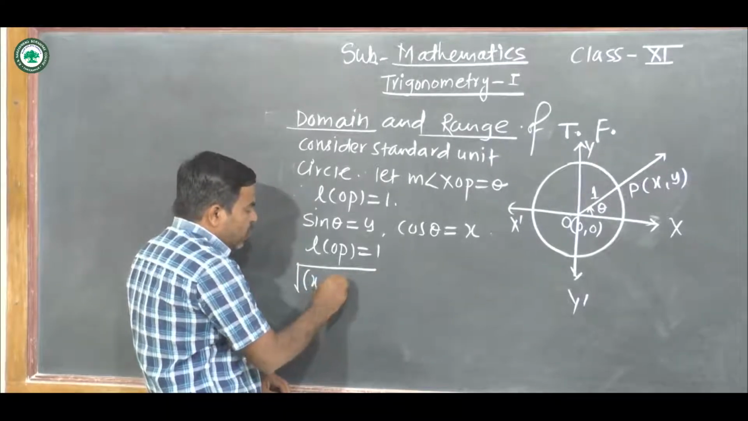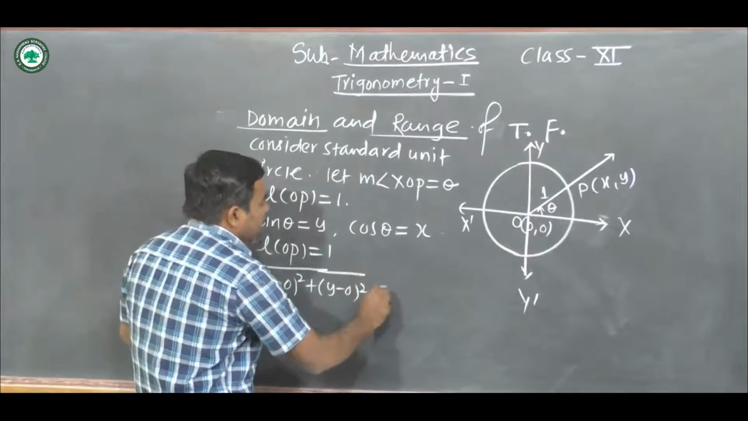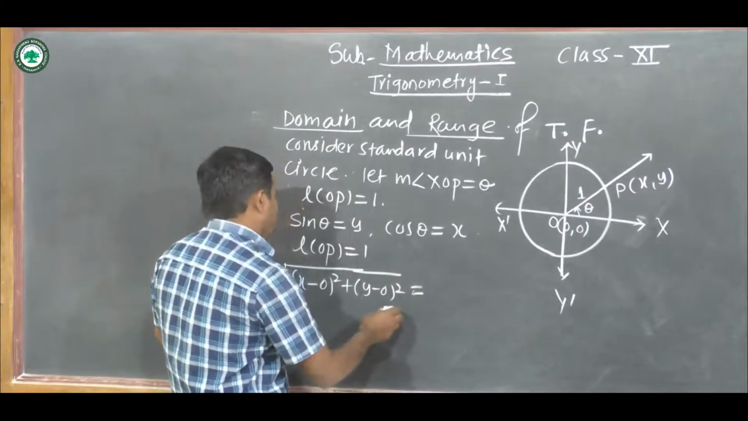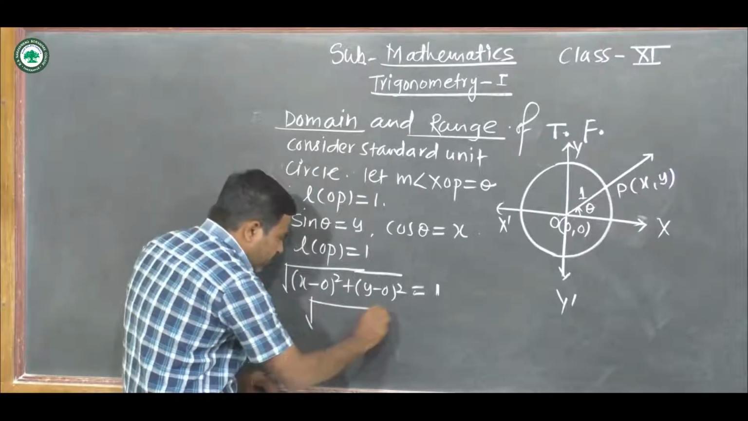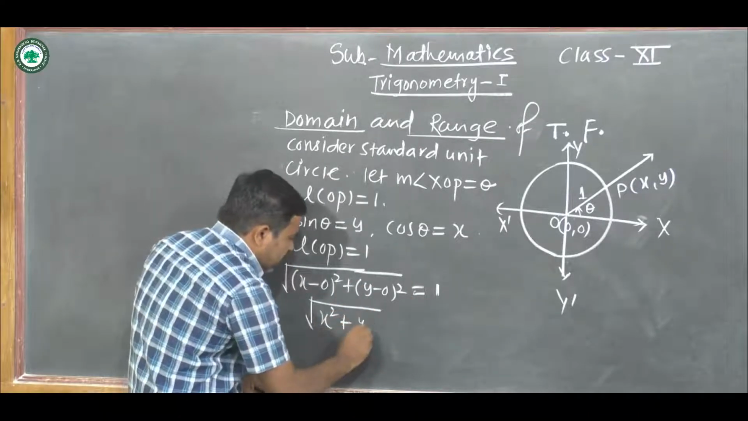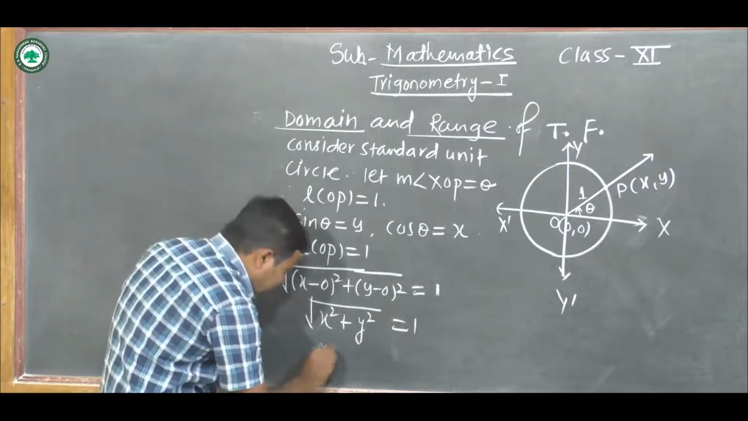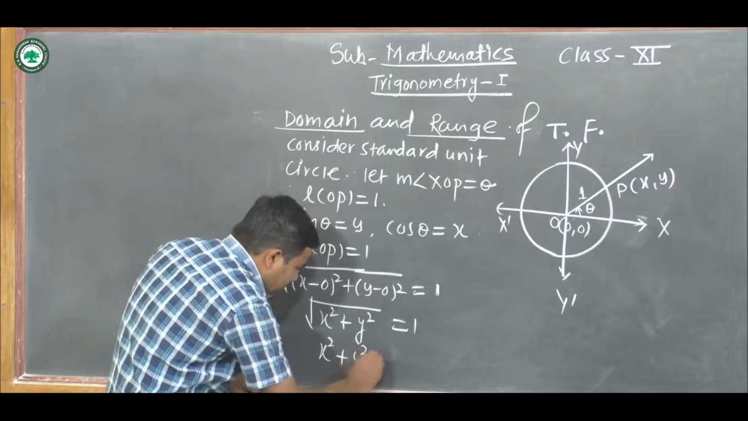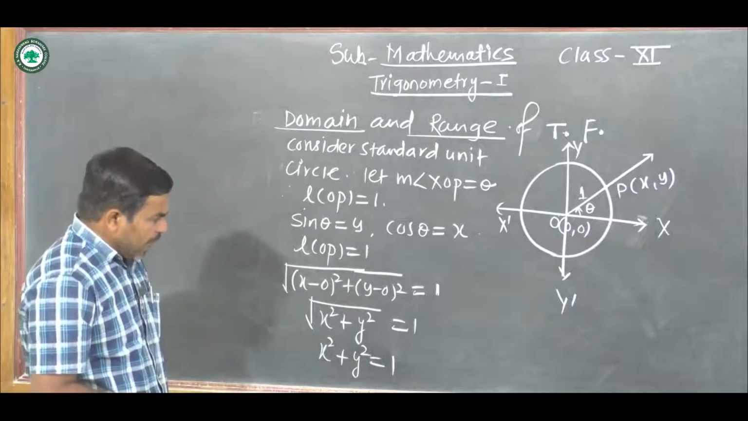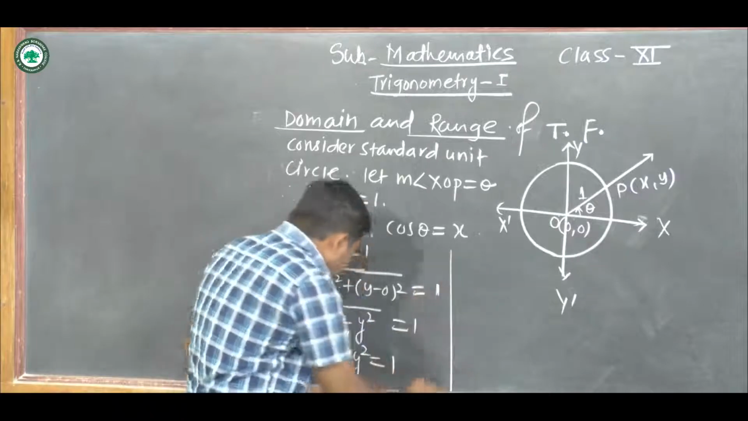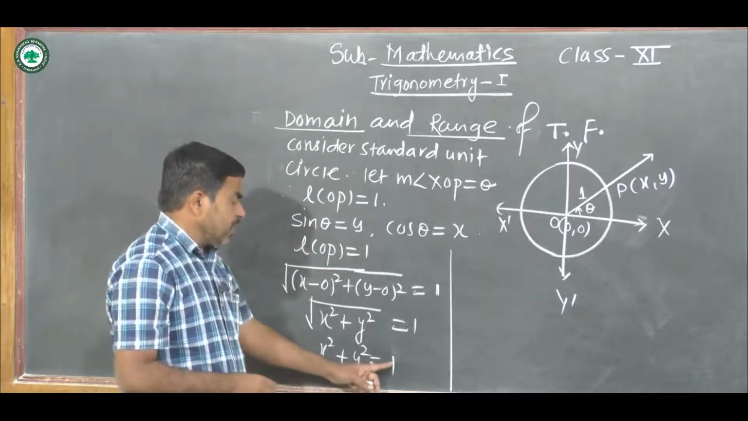(x minus 0) whole square plus (y minus 0) whole square is equal to 1. That is, square root of x square plus y square is equal to 1. Squaring on both sides, we get x square plus y square is equal to 1. Here we know that x square plus y square is equal to 1.